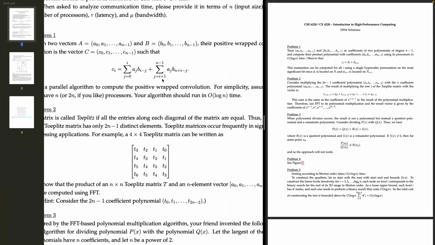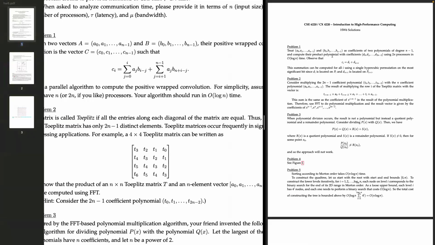Because j is at least i plus 1, b n plus i minus j is at most n. So it's still the second half of what we're computing, and that's why the answer is like this.